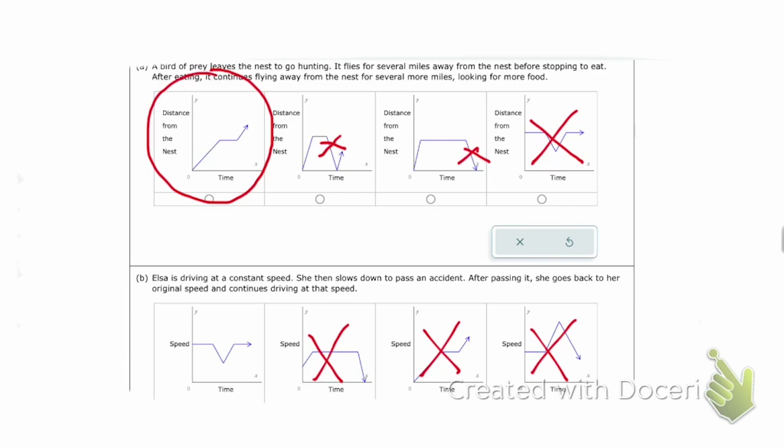All right, she goes back to her original speed and continues driving. So look at this. Here, constant speed. Here, she decreases to pass the accident. Now she needs to get back to her original speed. So that's what we have here. We have the increase, the upward, and then it levels off at the original speed that it was at. And by that analysis, we have that as the choice of the graph that matches this narrative. And that's all there is to that.